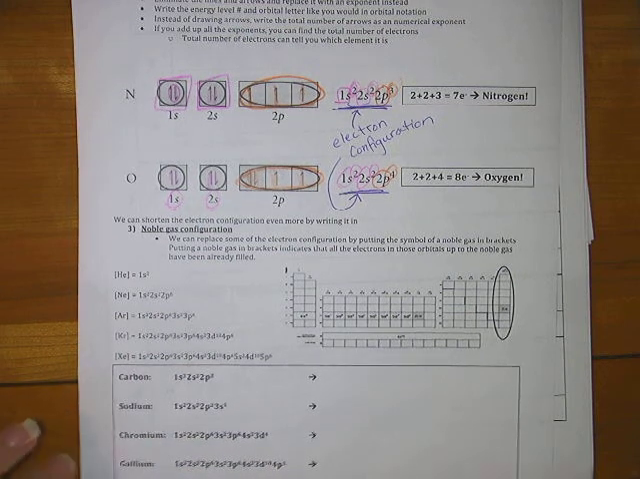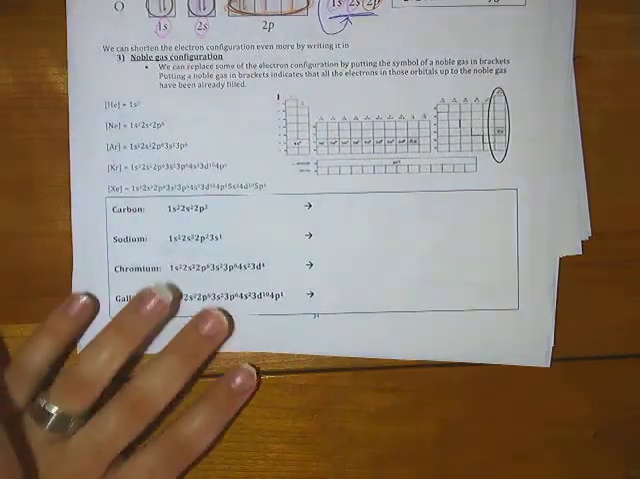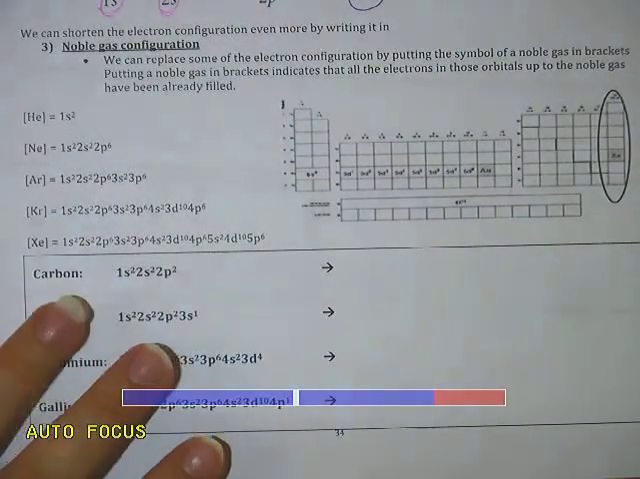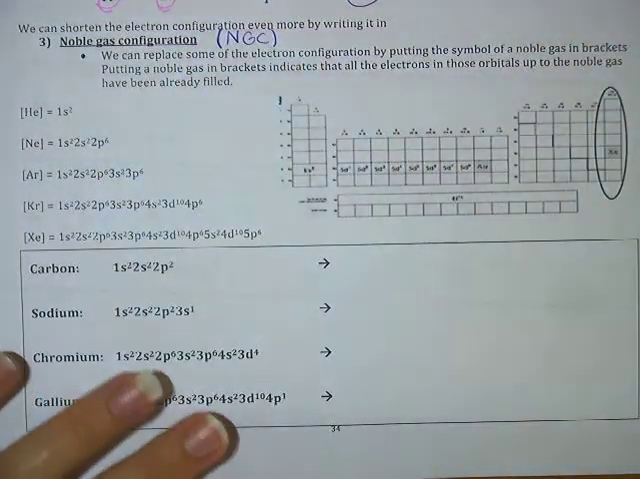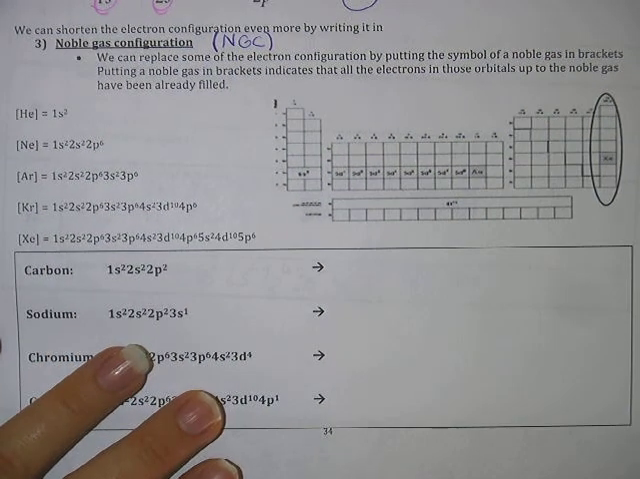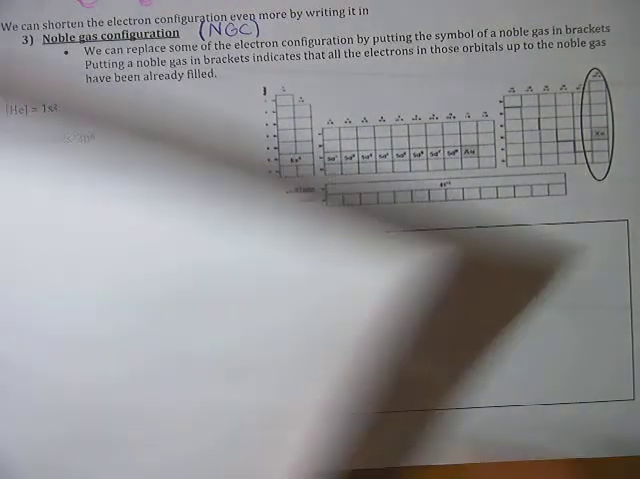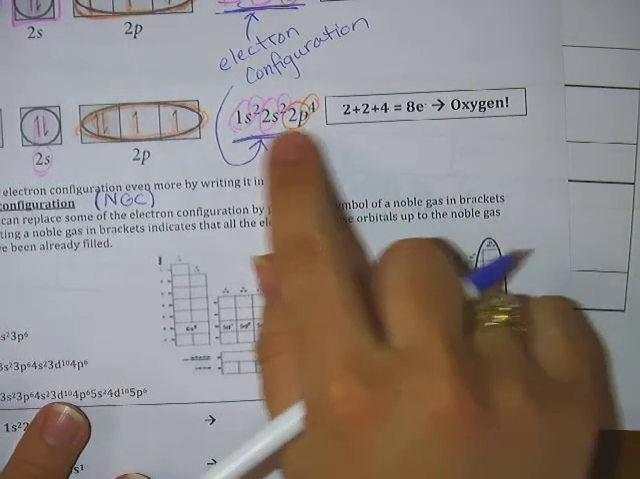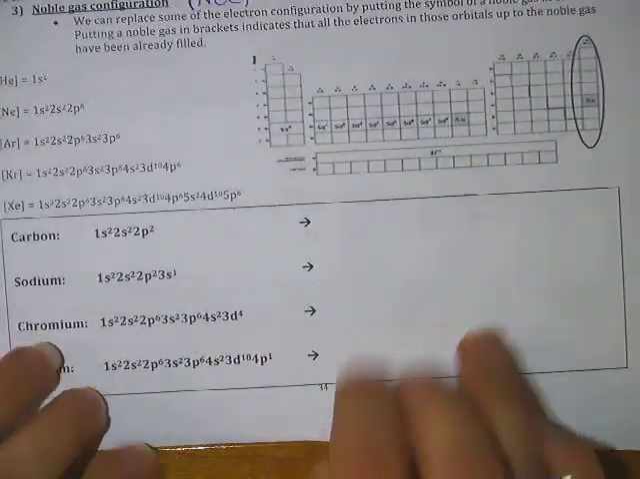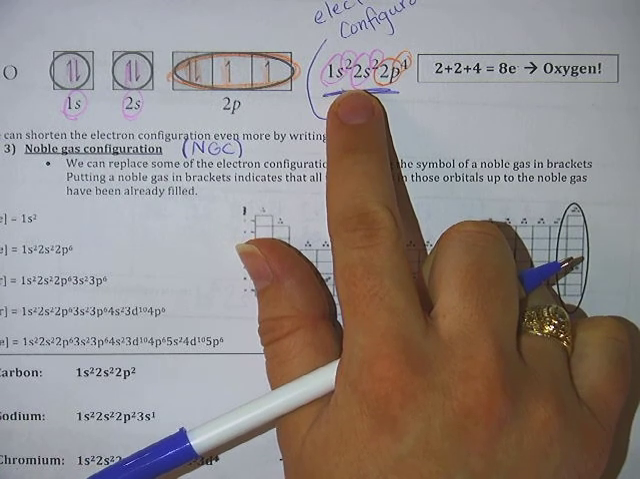All right, let's go back to page 33 and talk about this stuff on the bottom. Noble gas configuration, that's what that NGC stands for. NGC, noble gas configuration. This is a shorter shortcut. So orbital notation was this big giant diagram. Electron configuration was where we shortened that diagram. And noble gas configuration is where we take this electron configuration and cut it down even shorter.